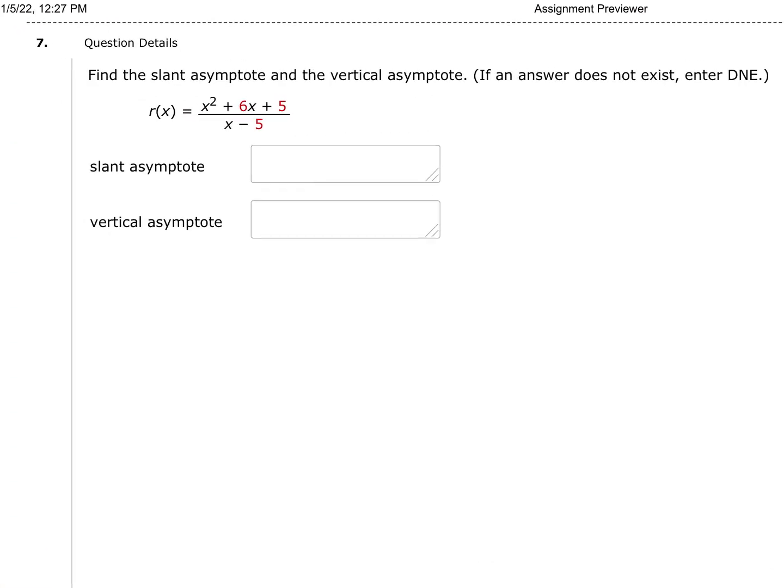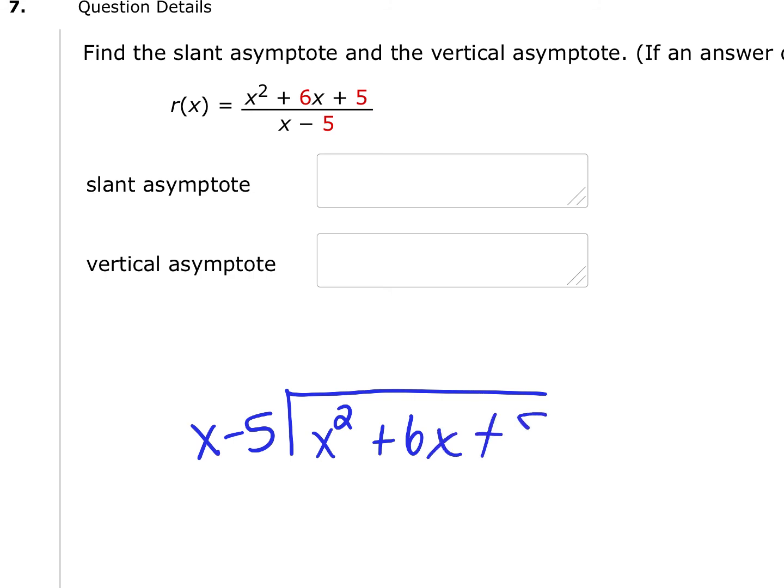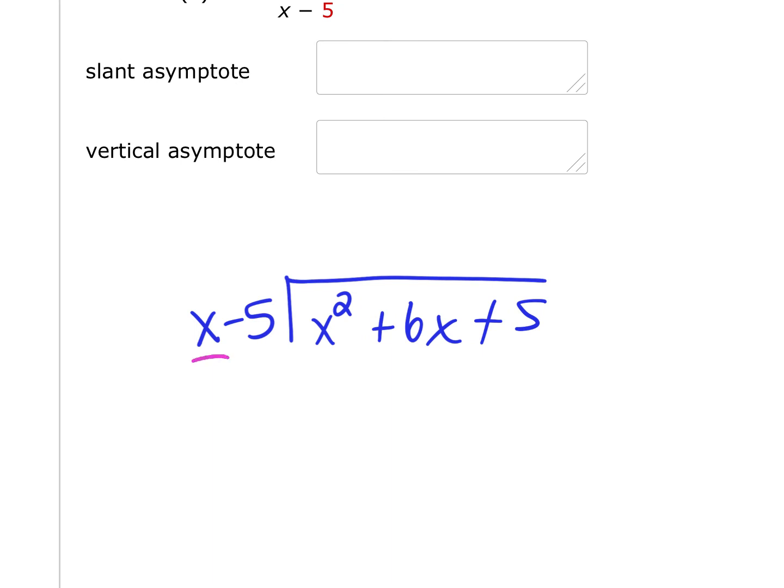Slant asymptote. How do you find the slant asymptote? Long division, okay? The numerator goes inside, the denominator goes outside. So I have x minus 5 on the outside and x squared plus 6x plus 5 inside. The remainder does not count. First term into first term. X times what gives me x squared?